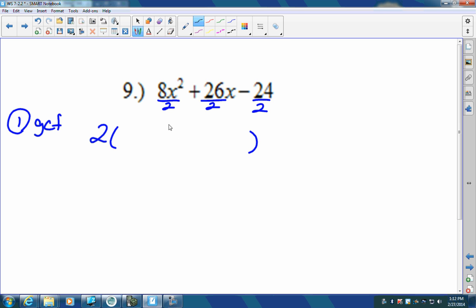All right. 8 divided by 2 is 4x squared. 26 divided by 2, 13x. Negative 24 divided by 2, negative 12.